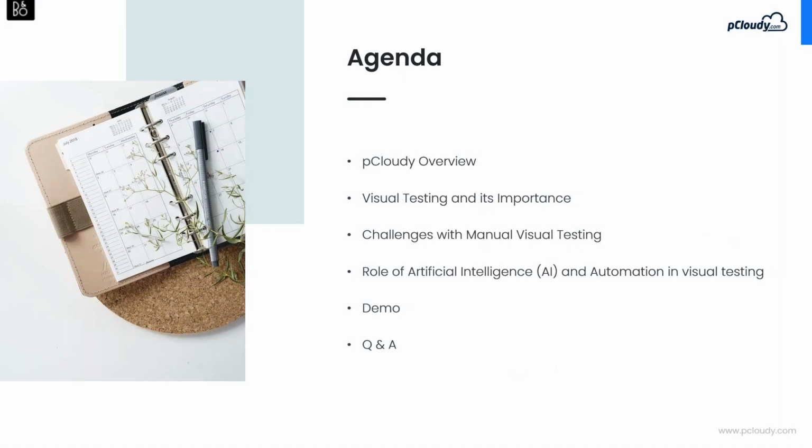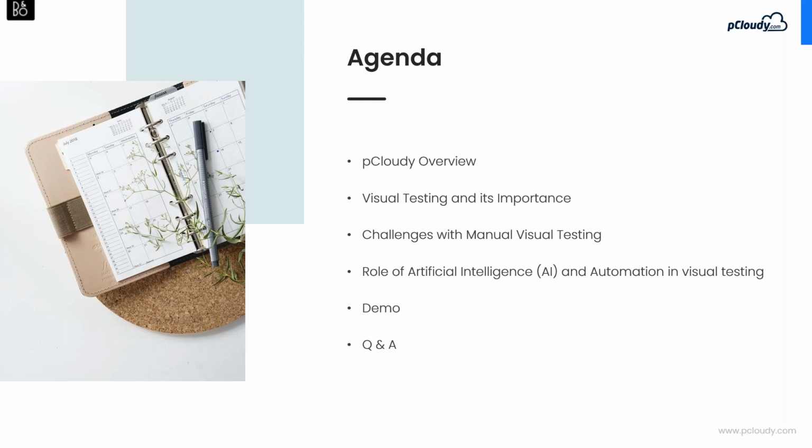We'll start with a quick overview of what pCloudy is. This will help the audience understand our platform, the capabilities and features that we bring in. Then we'll quickly jump into visual testing, right? We'll look into what visual testing is and some of its importance. We will also look at some of the challenges with manual visual testing. And we will focus our time on understanding the role of AI when it comes to visual testing, and also the role of automation in visual testing.